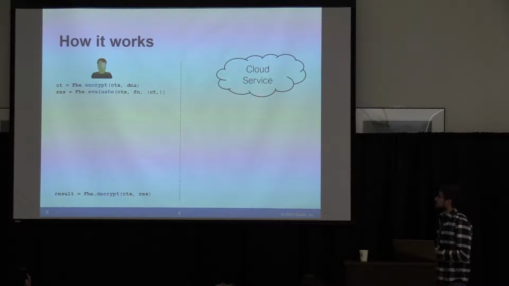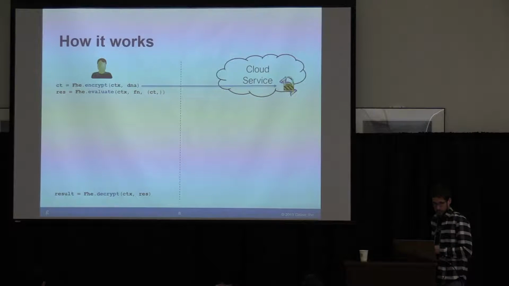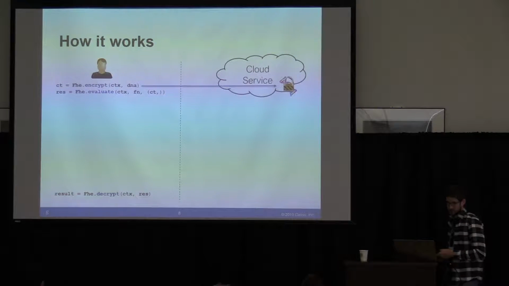So I'll just run through an example here. Suppose we have some user here that wants to encrypt its DNA and run some functions on it. The context here, CTX, contains all of the crypto-specific parameters as well as the networking information. So this maintains the public-private key pair and whatever else you would need to run the encryption and evaluation.